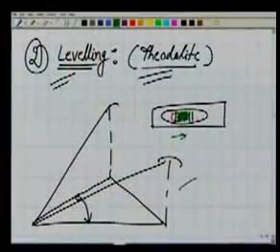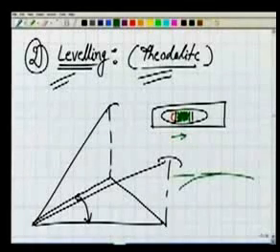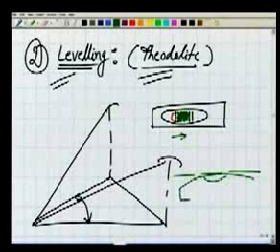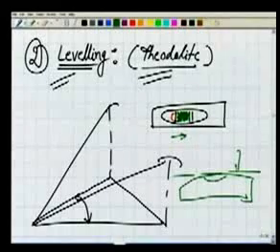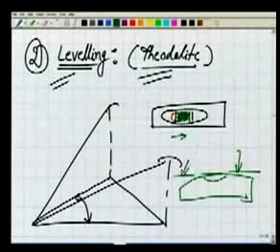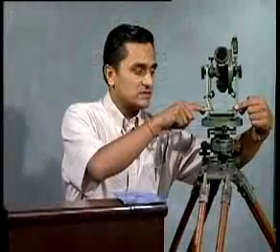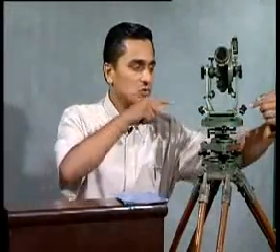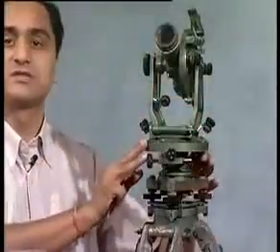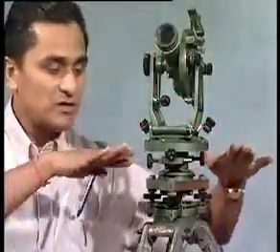At the time when the bubble is in center, for example, that's my tube here, the bubble is in center. At that time this axis of the bubble tube will be horizontal. So this line will be horizontal. You can think of the axis of the bubble tube as an imaginary line somewhere here. That's the line. This bubble tube is fitted to the instrument in such a way that this line is parallel to the horizontal plate. So in order to make my horizontal plate, or this lower plate, horizontal, I need to make this line horizontal.